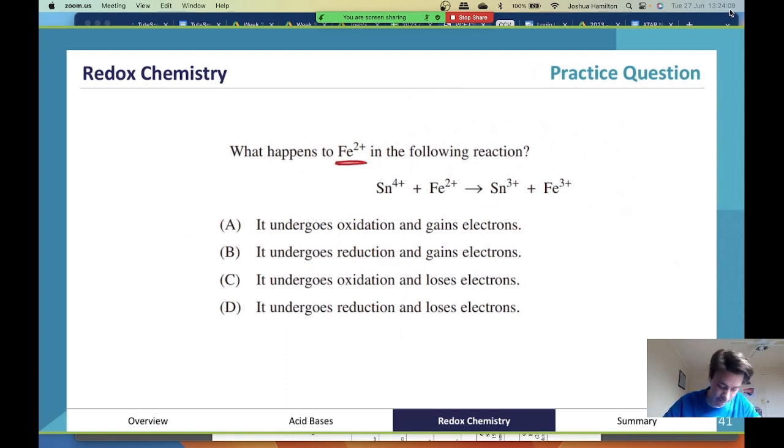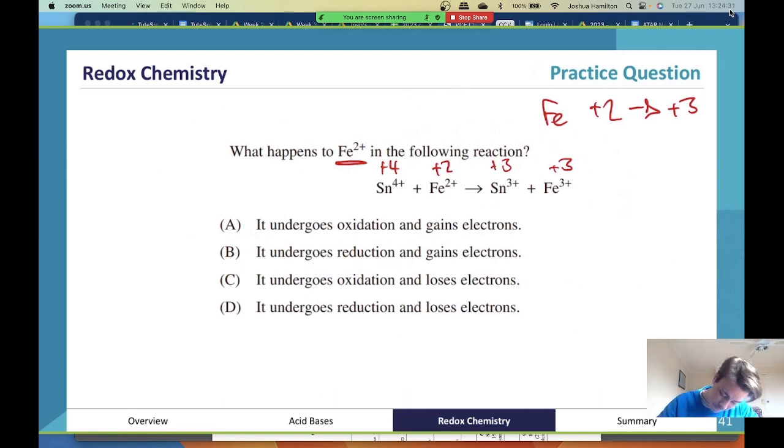So what happens to Fe2+? Well, what have we got? We've got an oxidation state of +4, +2, +3, +3. So Fe has gone from +2 to +3. Going from +2 to +3 means we've had a gain of charge, but a loss of electrons, because we've lost an electron to gain a charge. So therefore we've lost electrons, so it has to be one of these two, by process of elimination, C or D. Which involves loss? Oxidation involves loss. Therefore the answer here is C.